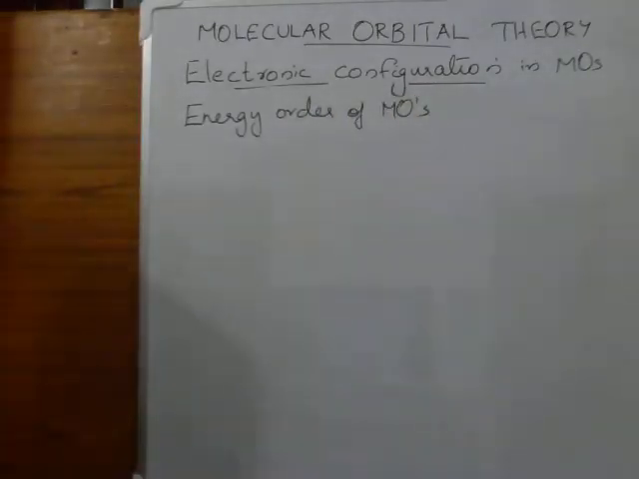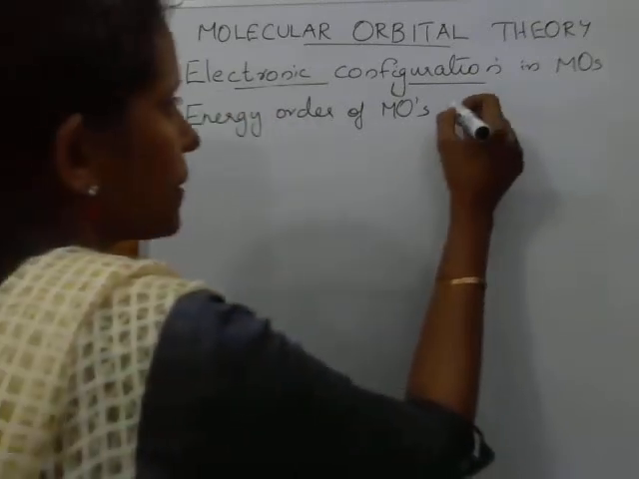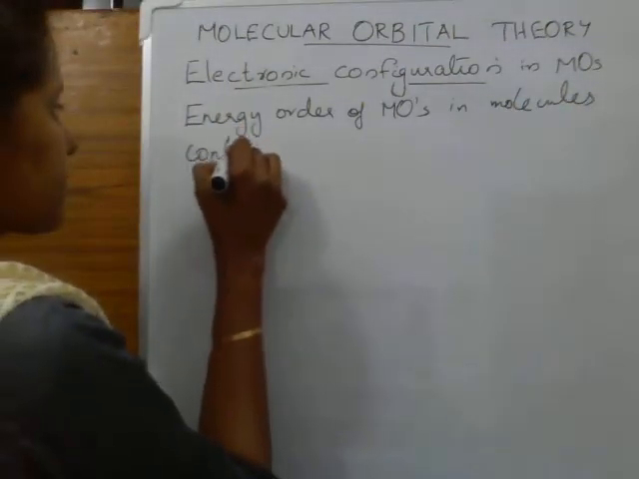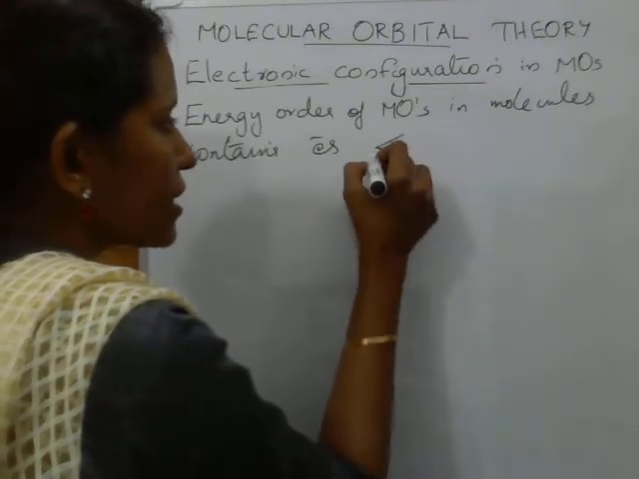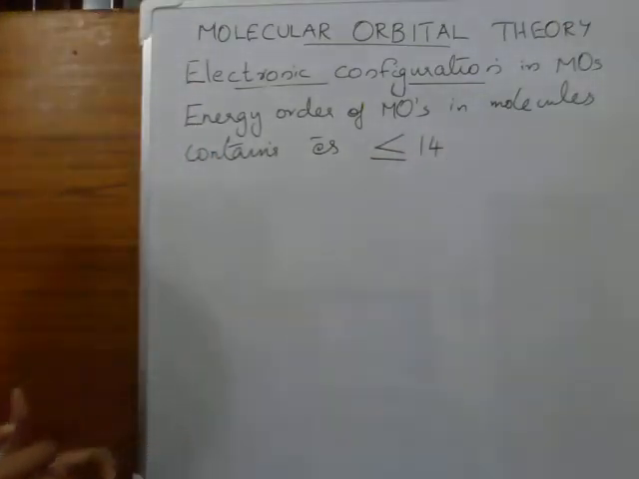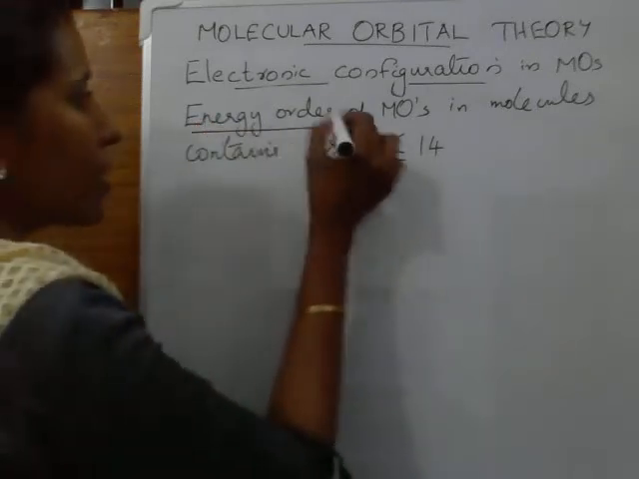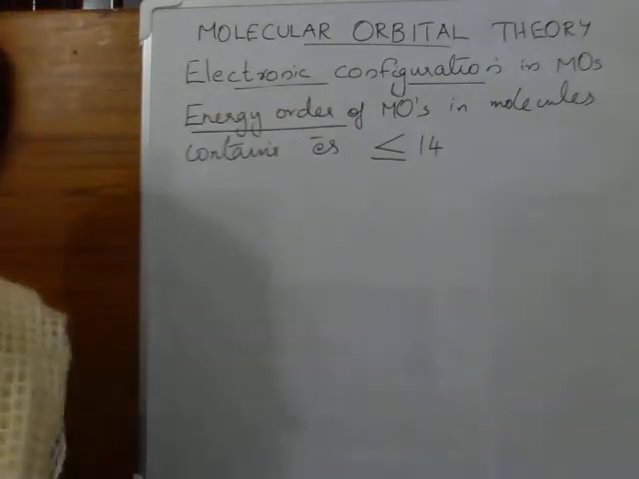The energy order of molecular orbitals is different in different types of molecules. So first we are going to discuss the energy order of MOs in molecules containing electrons less than or equal to 14. That is, the total number of electrons in the molecule is less than or equal to 14. The energy order we are going to write, you need to learn by heart. You have to remember the energy order.